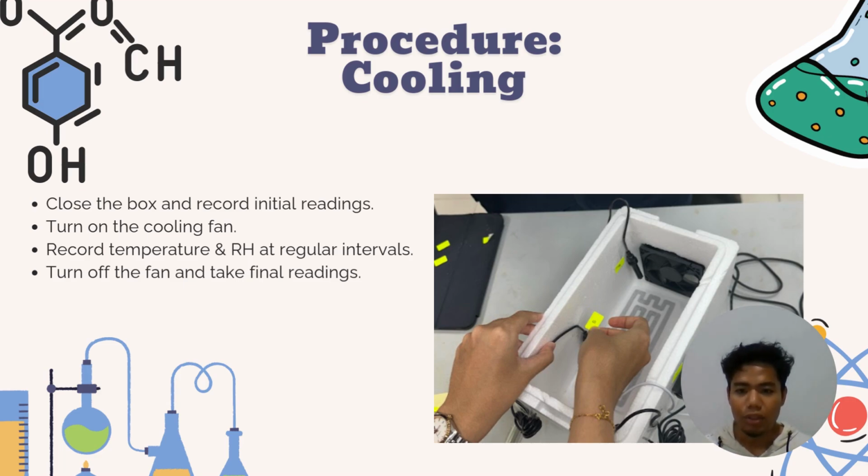And after that, we turn on the fan that's located at the side of the box. And that's when the cooling process starts. After every 3 minutes, the process is still the same. So every 3 minutes, we stop and record the value of the temperature and also the humidity.